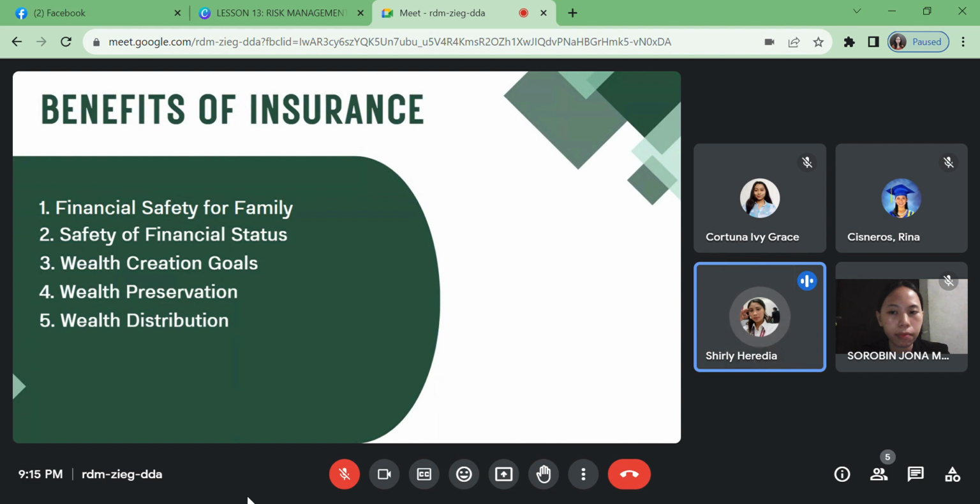Benefits of insurance. First is the financial safety for family. Second, safety of financial status. Third, wealth creation goals. Fourth, wealth preservation. Fifth, wealth distribution. So, first, financial safety for family.